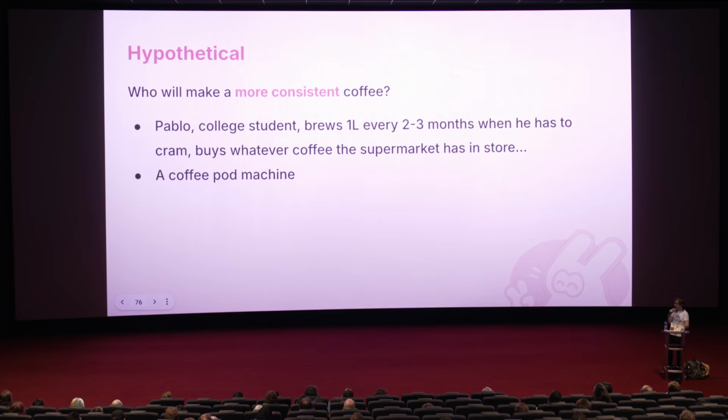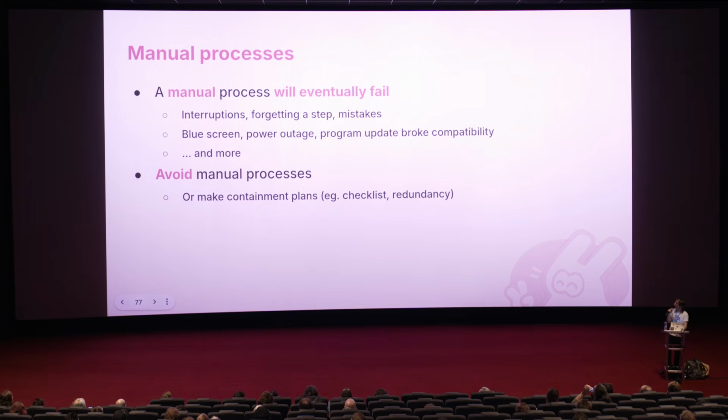Pablo, a college student that brews 1 liter every 2 or 3 months whenever he has to cram for exams and buys whatever coffee the supermarket has, or a coffee pod machine with one of those pods that only work on that specific machine. I'm not giving names, not free advertisement. I hope that you say the machine, because otherwise you're in for a surprise. Basically, a manual process is a process that will eventually fail on a long enough span of time.